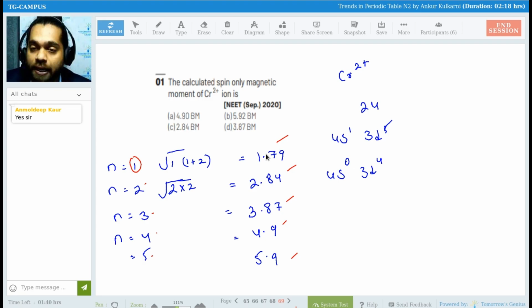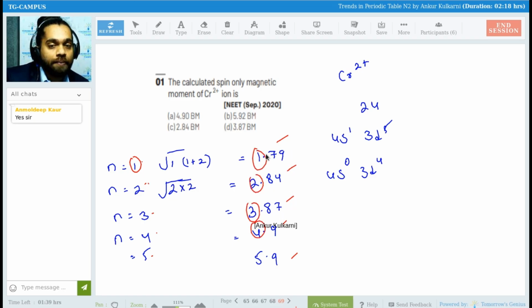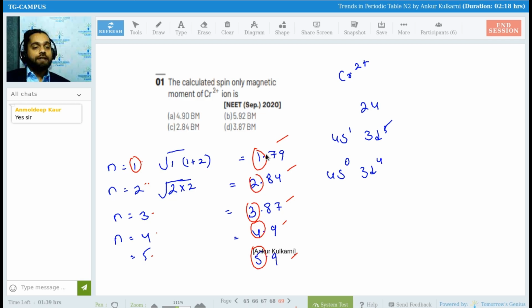Are you getting it? Anmoldeep, Prashanti, Sarjana, and yeah. Even if, let's say, you have forgotten the formula, but you know you have unpaired electrons over here, 1, 2, 3, 4, 5, the start will always and always be the same. Is it clear? And Prashanti, Sarjana, is it clear?